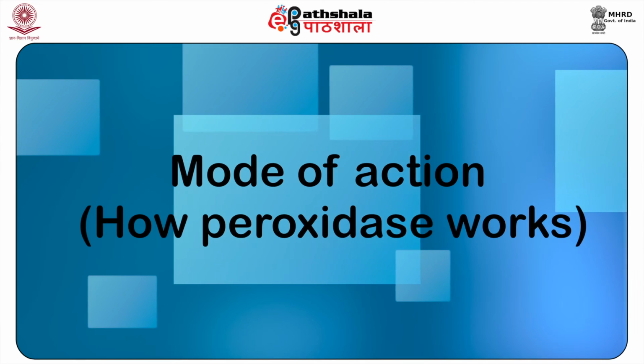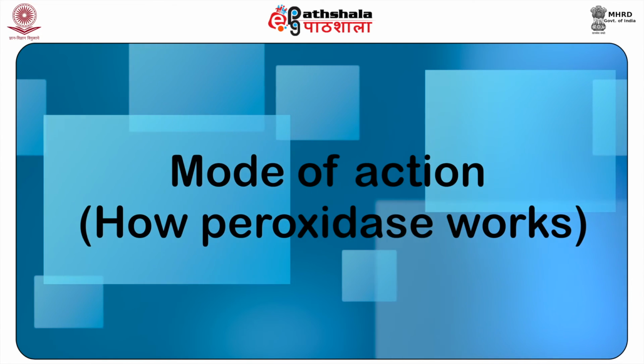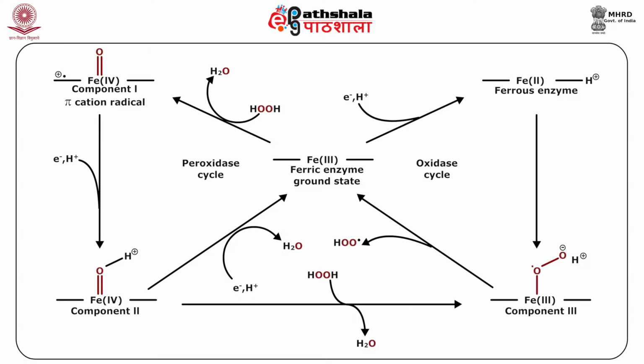Next, we move on to the mode of action, that is, how does the peroxidase enzyme work? The first step of the redox reaction of horseradish peroxidase is the reaction with hydrogen peroxide, which bonds to the vacant octahedral position on the iron atom as shown in the figure. So, you can see the iron 3 enzyme is getting converted to compound 1, which is a pi cation radical, when hydrogen peroxide interacts with it, removing a water molecule, similar to the case of the catalase enzyme.